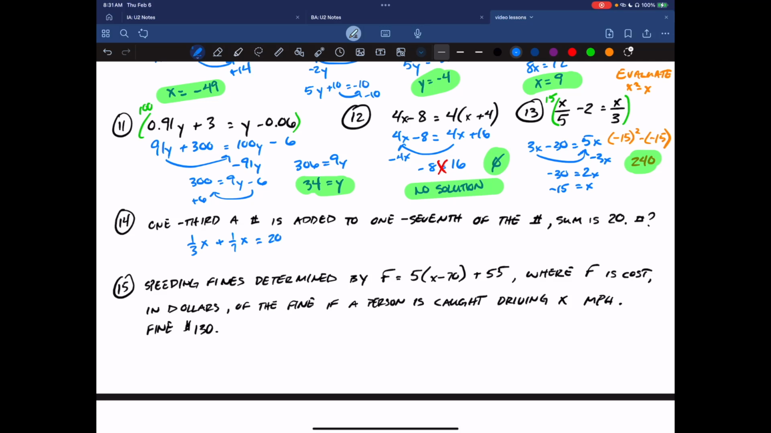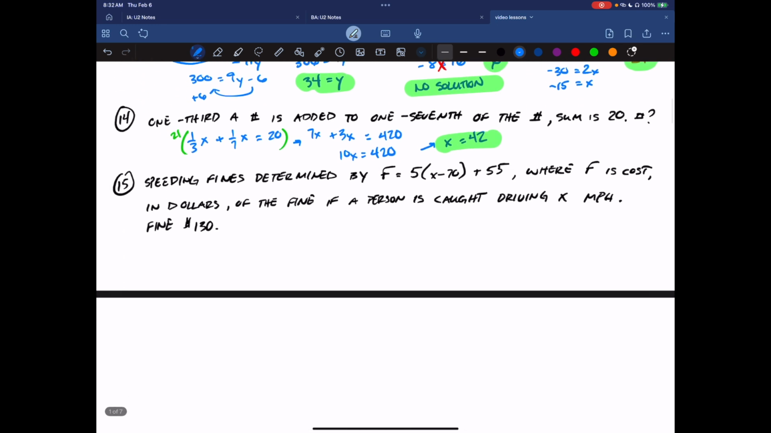What is that number? Well, again, we can simply multiply to get rid of our fractions. In this case, I multiply by 21. 3 goes into that 7 times, so 7x. And then that's going to be plus 3x for the same reason. 7 goes into 21 3 times. 3 times 1 is 3x. And then 20 times 21 is 420. So that's going to give you 10x equals 420. So x equals 42. Okay, the hard part is the setup. Once you know the setup, you're good.